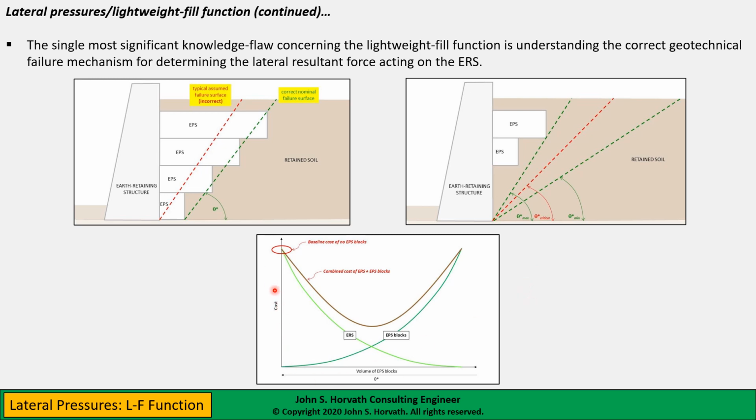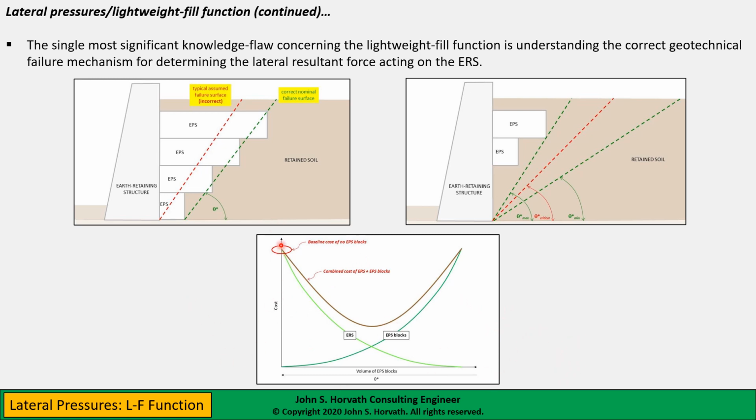If you're building a new earth retaining structure, you have a cost curve of the earth retaining structure. This is the baseline case of no EPS. This is the extreme case of so much EPS that the earth force is zero and you don't need an earth retaining structure anymore. And here's the cost of the EPS blocks. Now, I'm not saying that these are nice smooth curves as I've shown them here. This is really a qualitative depiction.